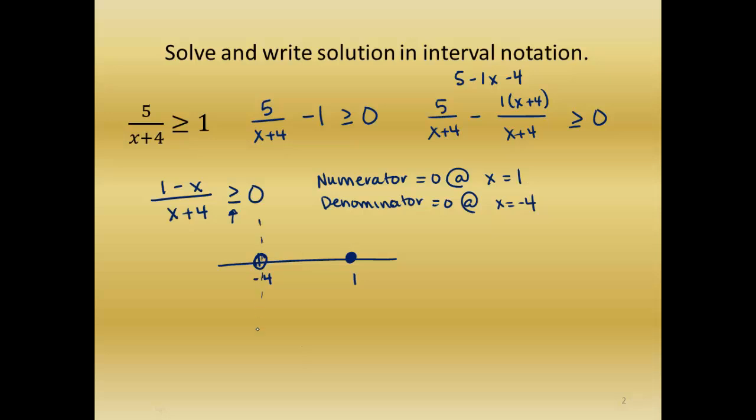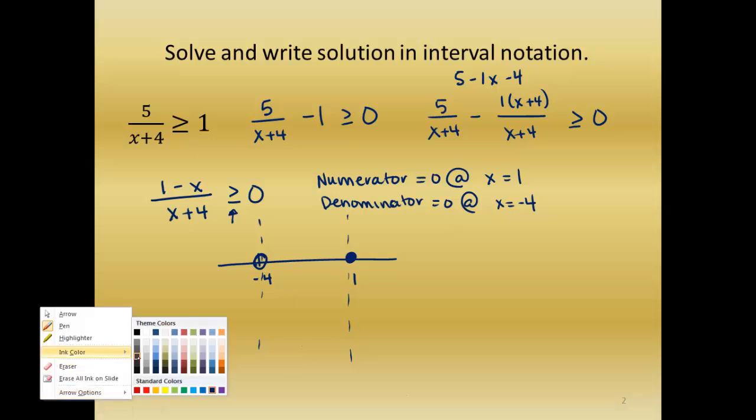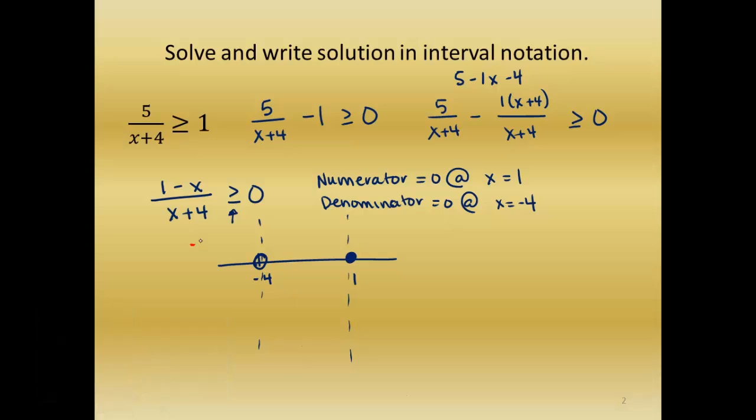Now we're going to be looking at a few intervals. So my intervals here go from negative infinity to negative 4. I'm using a soft bracket. From negative 4 to positive 1, that's a closed hard bracket. And from positive 1 to positive infinity. Now that's just following this number line.